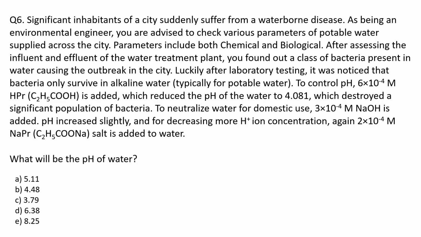Luckily, after laboratory testing, it was noticed that the bacteria only survive in alkaline water. To control pH, 6 into 10 raised to power minus 4 molar HPr, propanoic acid, is added, which reduced the pH of the water to 4.018, which destroyed a significant population of bacteria. Now we need to neutralize the water.